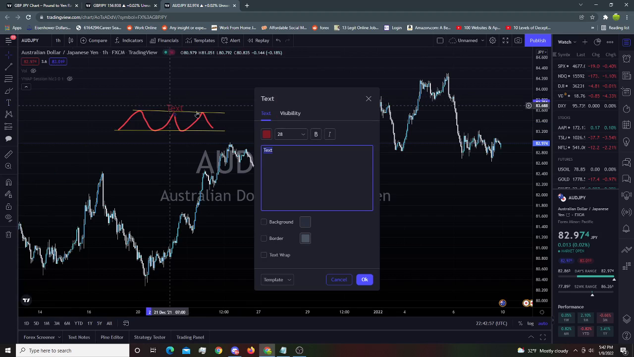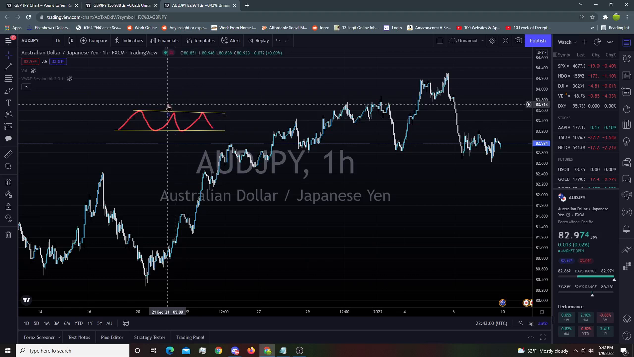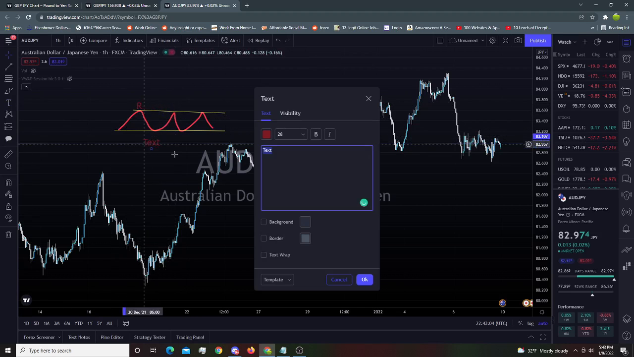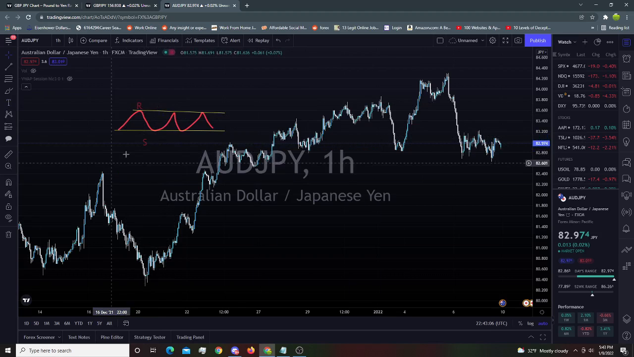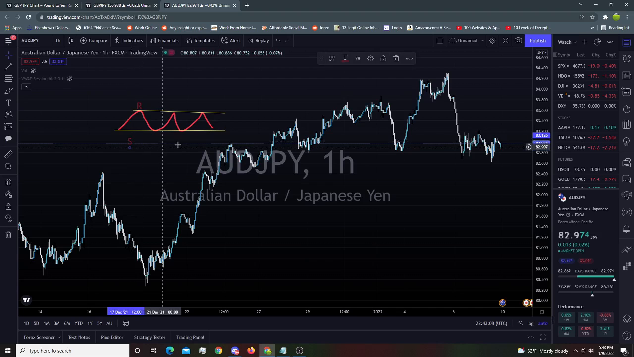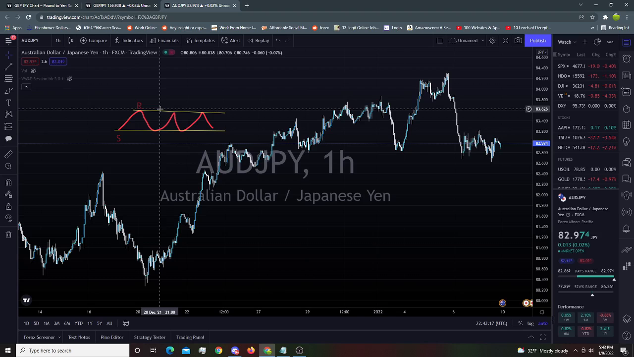Okay, so up here we're going to put an R for resistance because up here is a resistance. Now below here we're going to put an S for support. Okay, so we got our support line, which is the bottom, and we got a resistance line, which is the top. So think of the resistance line as a ceiling and think of the support level as a floor. So you have the floor, you have the ceiling, and the market is bouncing around in here.